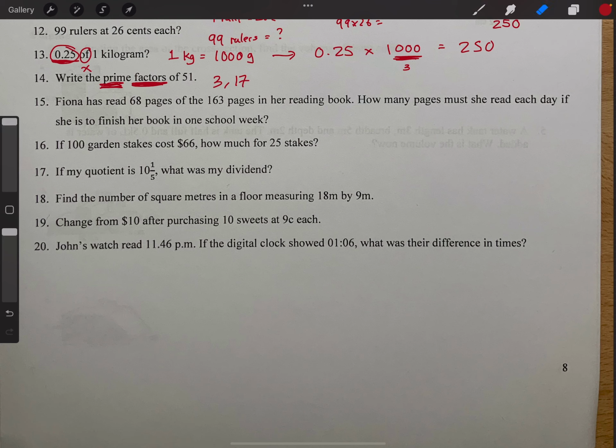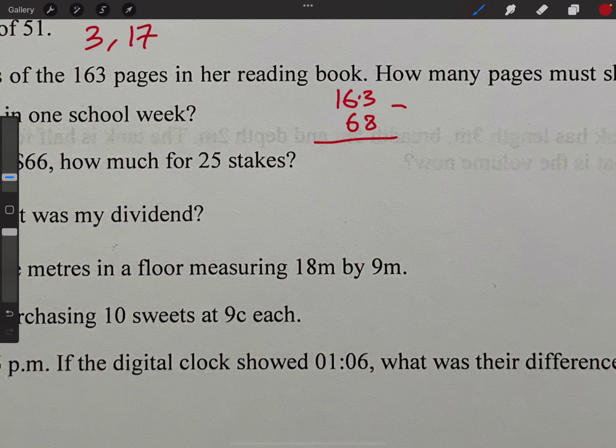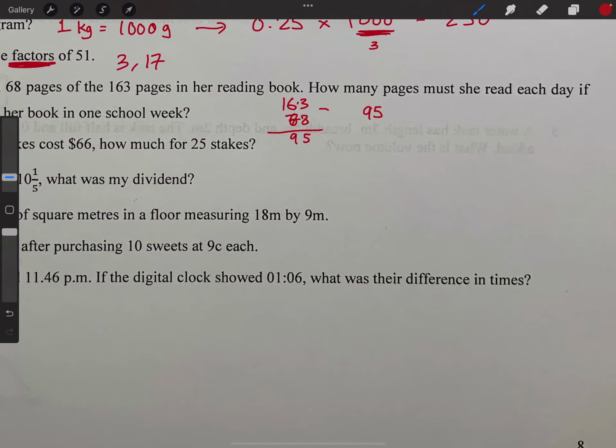She has already read 68 pages. So let's do 163 minus 68, because we need to know how many more pages she needs to read. We do a little subtraction here, and you're going to get, let's see, 13 minus 8, you get a 5. This will be a 5, this will be a 9. That means she's got 95 more pages to go.